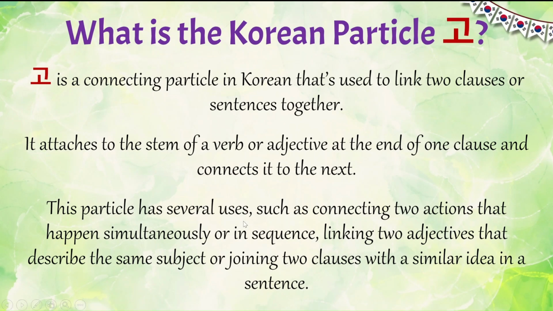This particle has several uses, as I said earlier, such as connecting two actions that happen simultaneously or in sequence. And it also links two adjectives that describe the same subject or joins two clauses with a similar idea in a sentence. Okay, so these are some of the uses of this particle ko. We are going to discuss these uses one by one, and we'll see some example sentences to understand how to use ko in daily conversations.